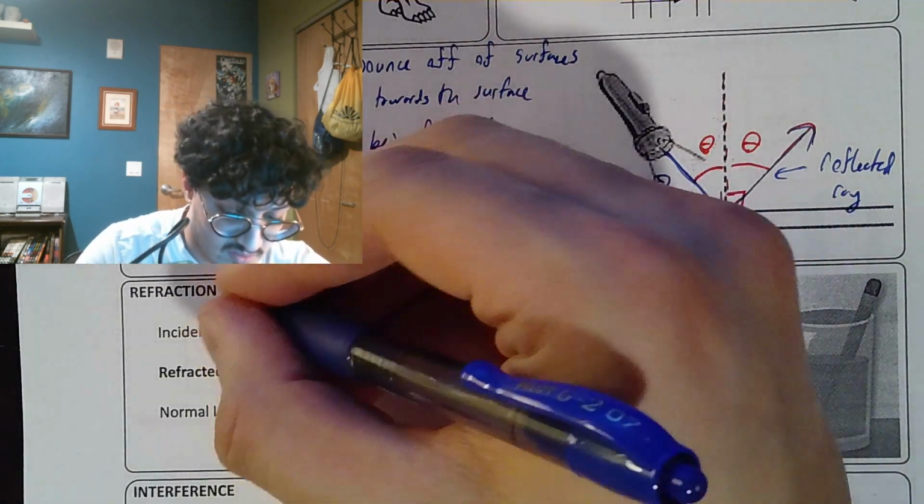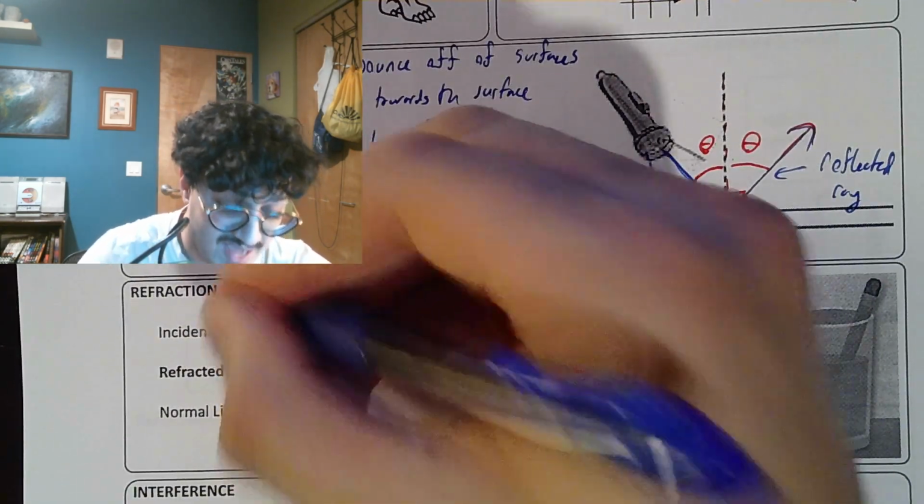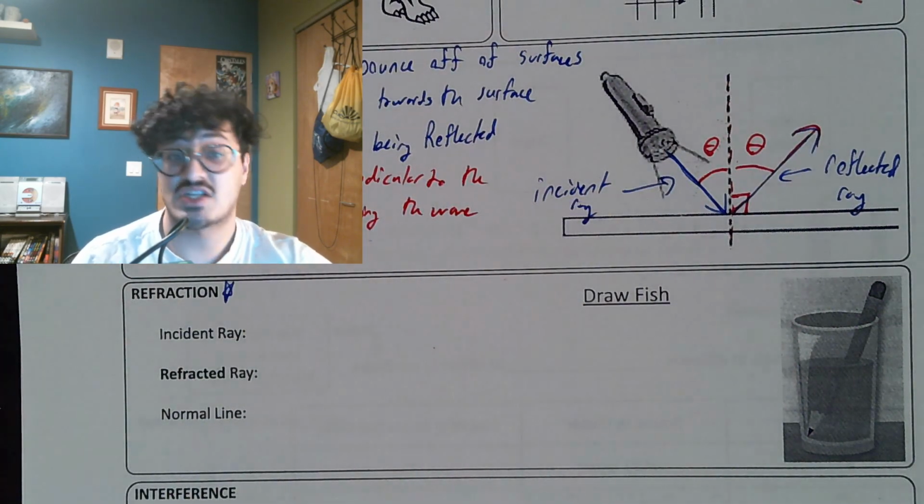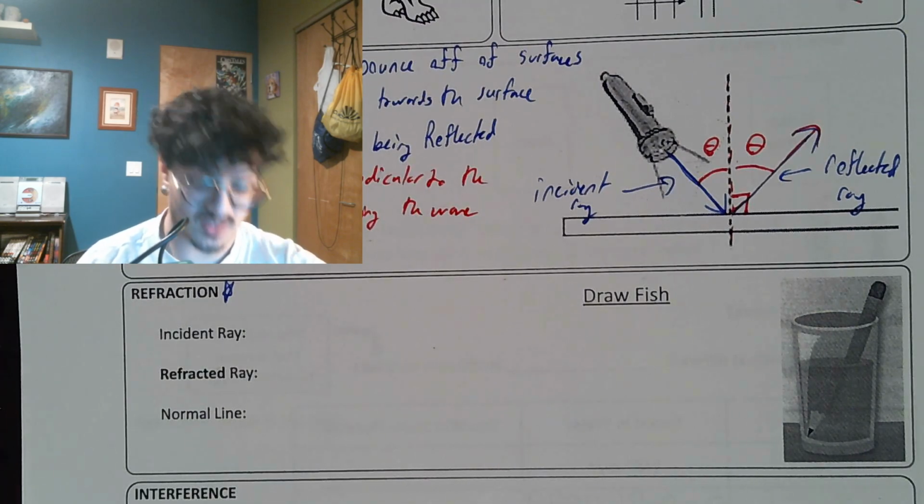Finally, we have refraction. This is our last little asterisk. It's different than reflection. Reflection and refraction are two different things.